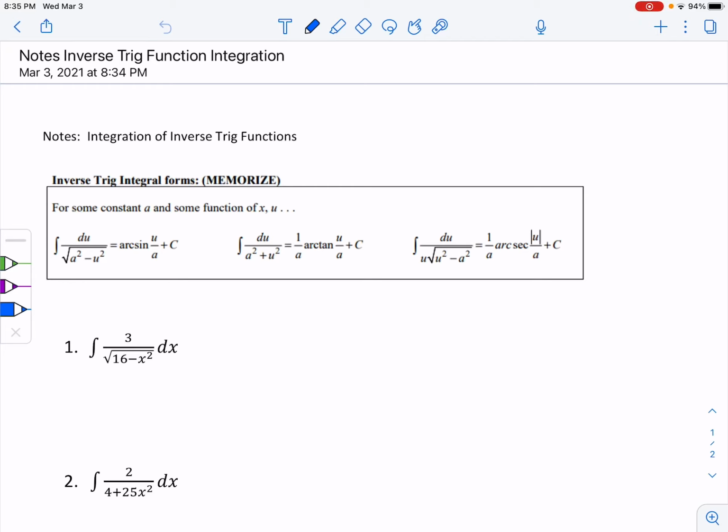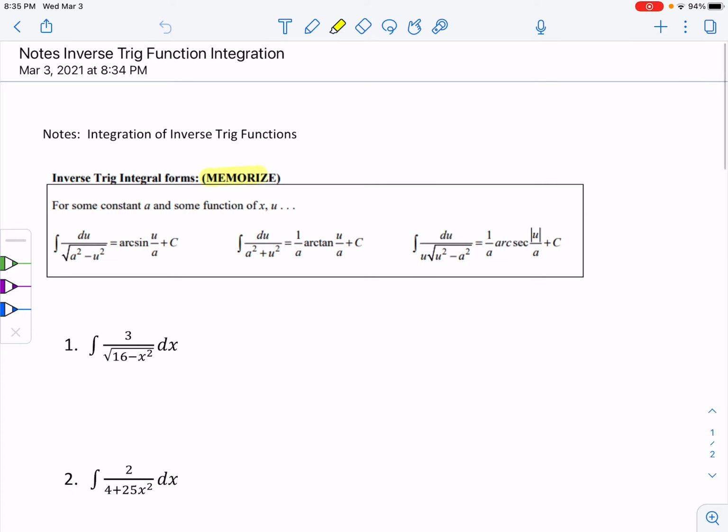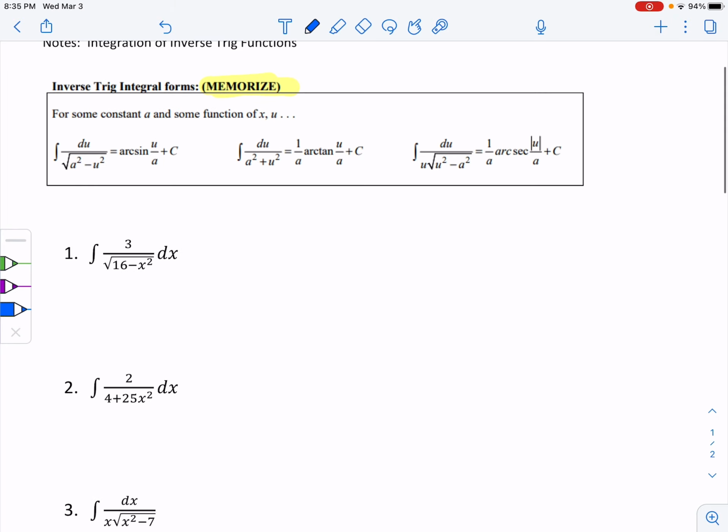The first notes we're going to take today deal with integration of inverse trig functions. The bottom line is you just need to memorize these and recognize the pattern. So I've got a square root. It doesn't have a number outside. I'm going to let a equal the square root of 16, which is 4, and u equal the square root of x squared. I plug things in, and I have the arcsine of u over a plus c.